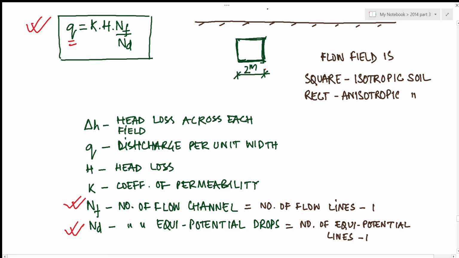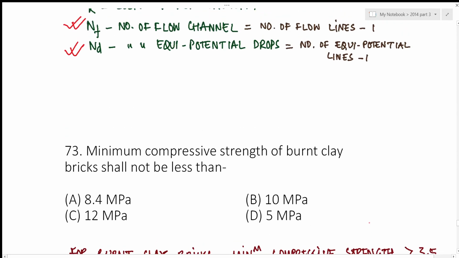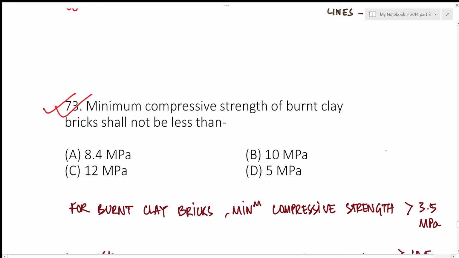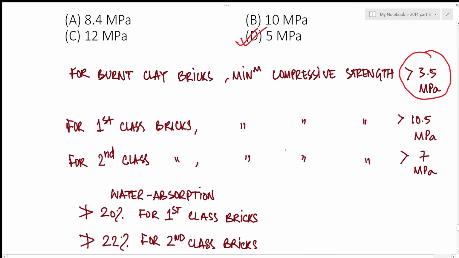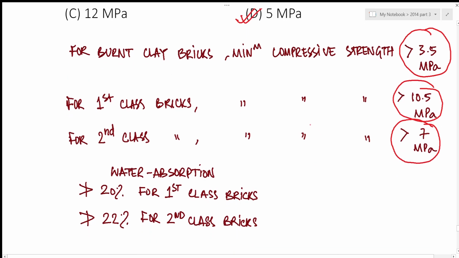Now the next question is: minimum compressive strength of burnt clay bricks shall not be less than. Now for burnt clay bricks, the minimum compressive strength should be greater than 3.5 MPa, and the nearest option here is D. Also for first class bricks, it should be greater than 10.5 MPa, and for second class bricks, it should be greater than 7 MPa. Also, the water absorption for first class brick should not be greater than 20%, and for second class brick it should not be greater than 22%.